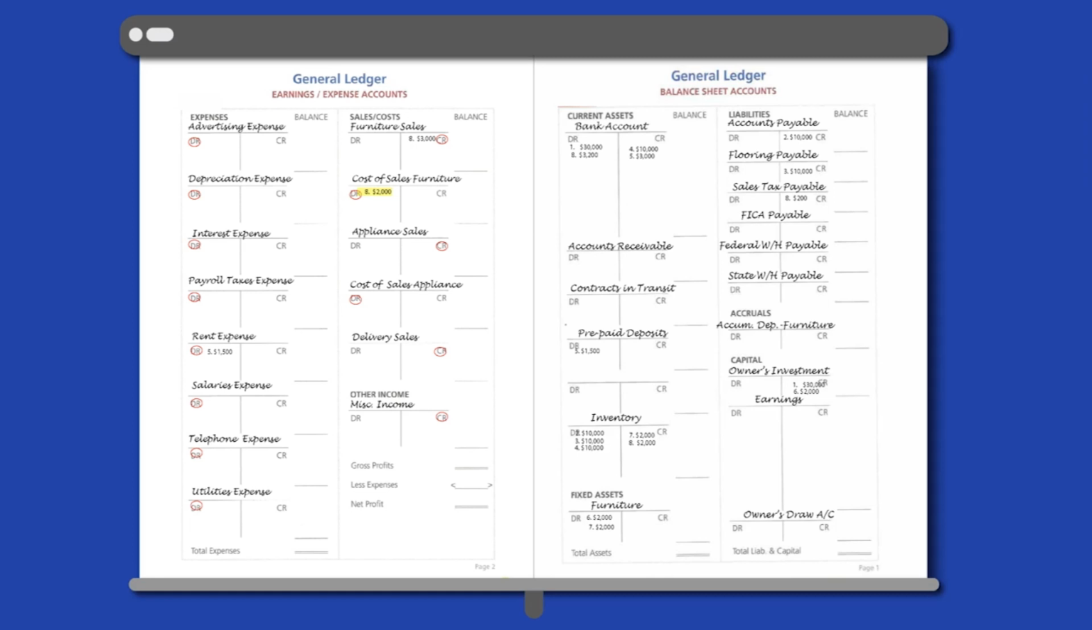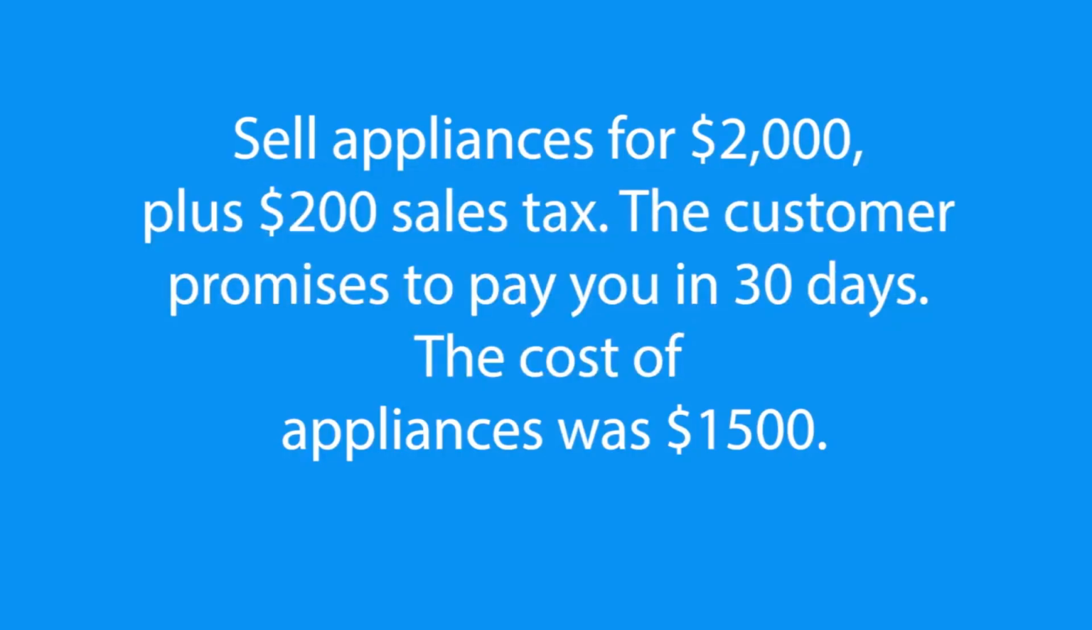Number 9. We're going to sell some appliances this time for $2,000 plus add $200 in sales tax. The customer is going to pay us the $2,200 in 30 days, so we're not getting cash now. He's simply promising to pay us the $2,200 in 30 days, okay? The cost of those appliances was $1,200, or $1,500, excuse me. The cost of the appliances we sold for $2,000 is $1,500. Tammy, would you tell us how to do that one?